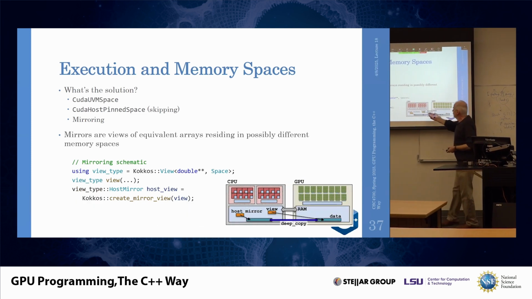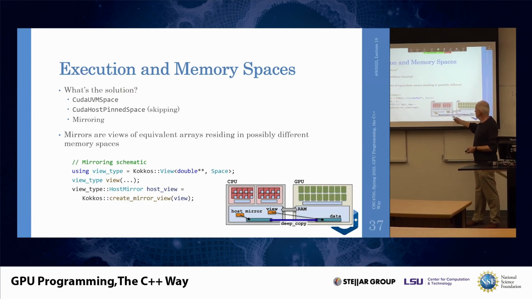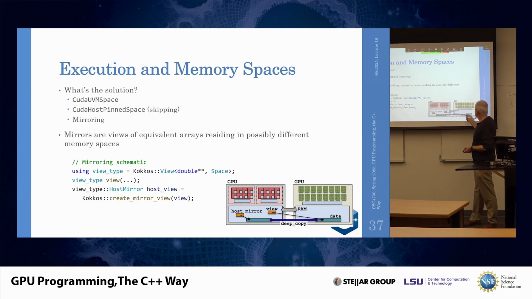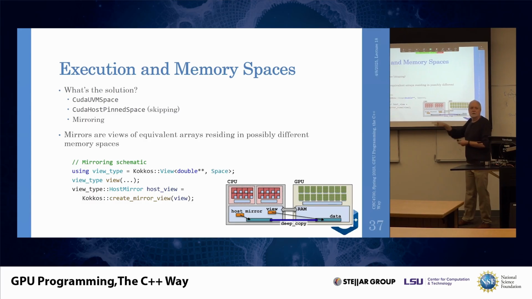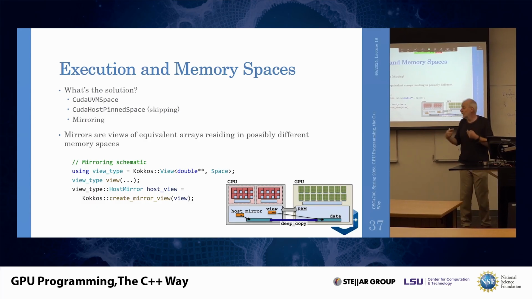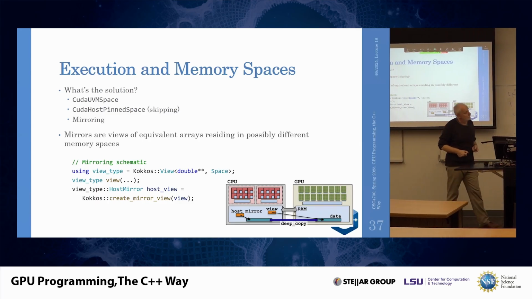So I have now two views. One view refers to the CPU side of things. The other view refers to the GPU side of things. And the data is deeply copied. And I just have the view. I still have to copy the data myself. And I will show you in a minute how that works.